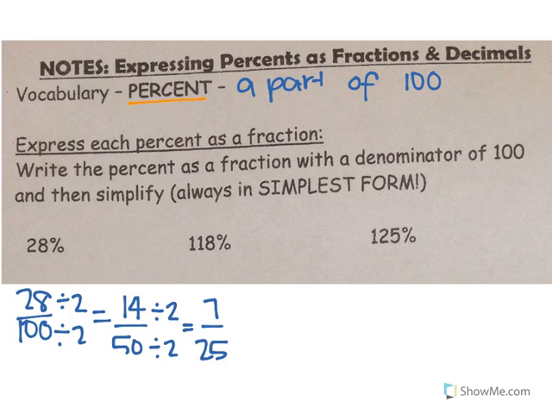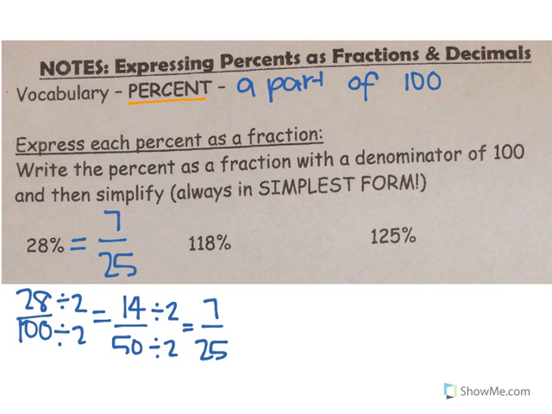Now, 7 is a prime number, so the only things that can go into 7 are 1 and itself. 25 is not divisible by 7, so my fraction is now in its simplest form. So 28% expressed as a fraction is 7/25.